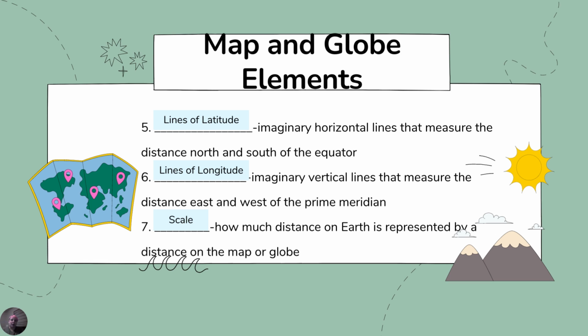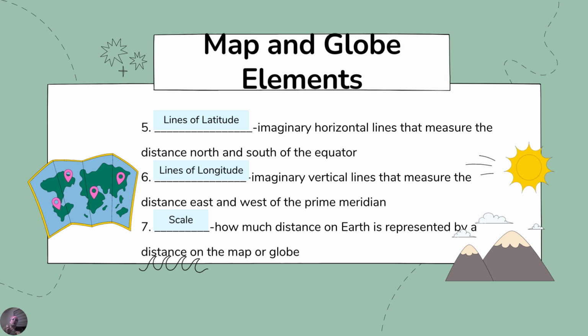Then the last term on this slide is scale. So a scale on a map shows how much distance on Earth is represented by a distance on a map or a globe. So we know that a map or a globe is not drawn to scale, because then it would be as big as whatever it's showing. So instead, they might say 1 inch is 1 mile.